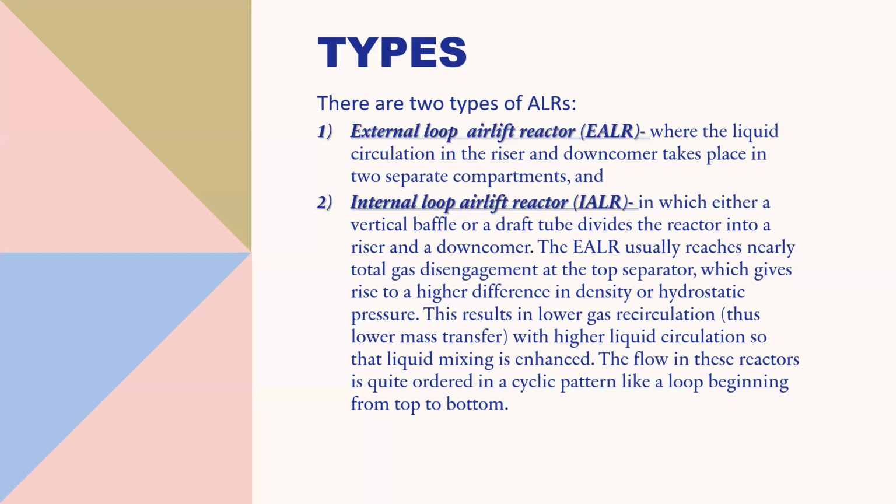And the second type of the airlift reactor is the internal loop airlift reactor. In this reactor, either a vertical baffle or a draft tube divides the reactor into a riser and a downcomer. Gas holdup and decreased liquid density causes the liquid in the riser to move upwards. Gas disengages at the top of the vessel, leaving the heavier bubble-free liquid to recirculate through the downcomer.